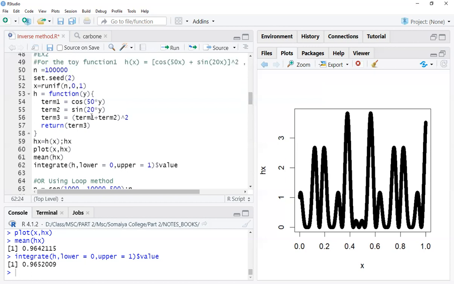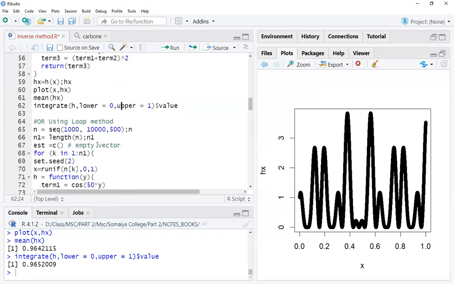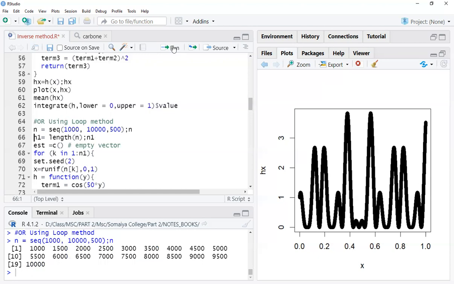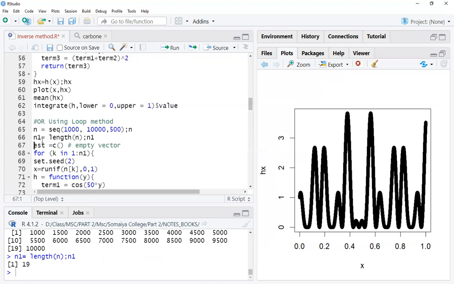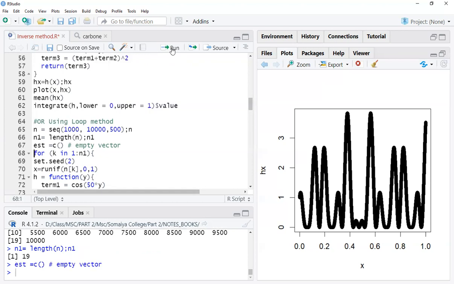Suppose you want to create a loop and store your estimated value, you may say in estimate, and then you compute the mean. So how can one do that? Suppose you're generating observations from 1,000 to 10,000 in steps of 500. Okay, so look at this. Here we have around 19 observations. So the length you can observe is 19. Now I'm creating one empty vector where I'm going to store these estimated values each time.